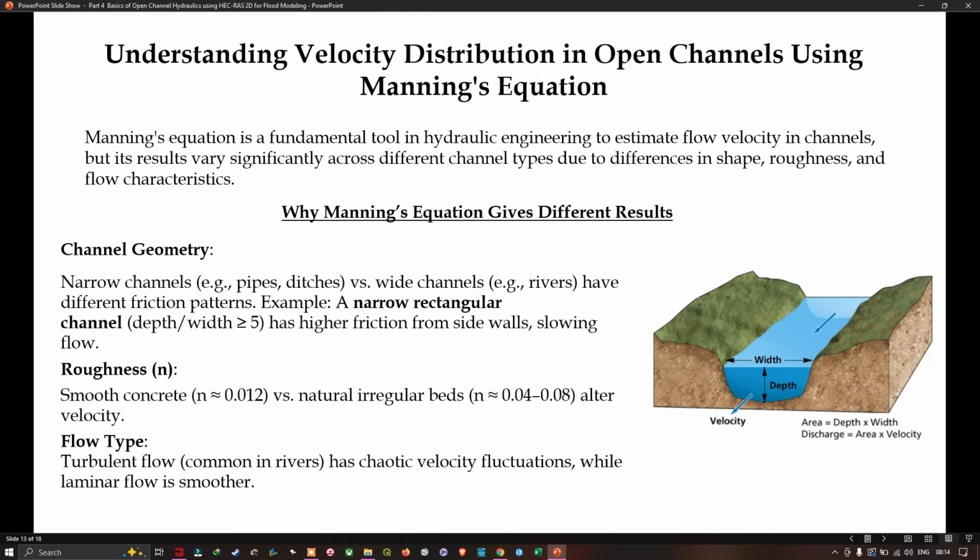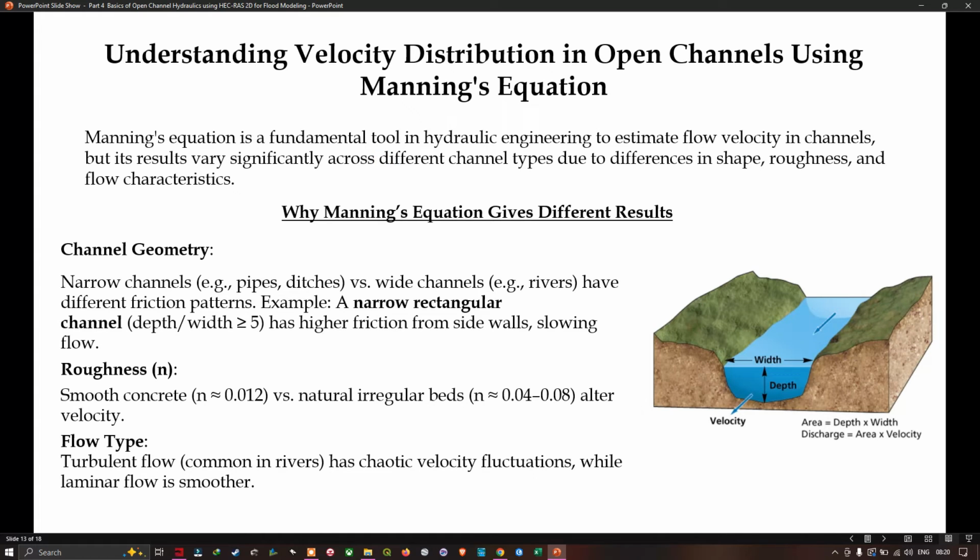Next we're going to understand the velocity distribution in open channels using Manning's equation. The Manning equation is a fundamental tool in hydraulic engineering to estimate flow velocity in channels, but its results vary significantly across different channel types due to differences in shape, roughness, and flow characteristics. So why does Manning's equation give different results?